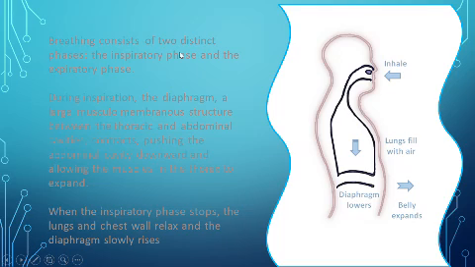Okay, coming to the next slide. Breathing consists of two distinct phases, the inspiratory phase and the expiratory phase. During inspiration, the diaphragm, a large musculomembranous structure between the thoracic and abdominal cavities, contracts. While we inhale, the diaphragm contracts and pushes the abdominal cavity downward, allowing the muscles in the thorax to expand.